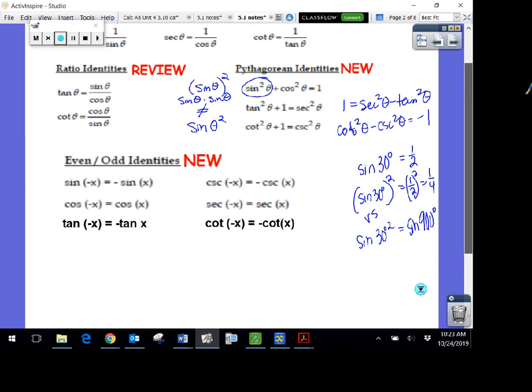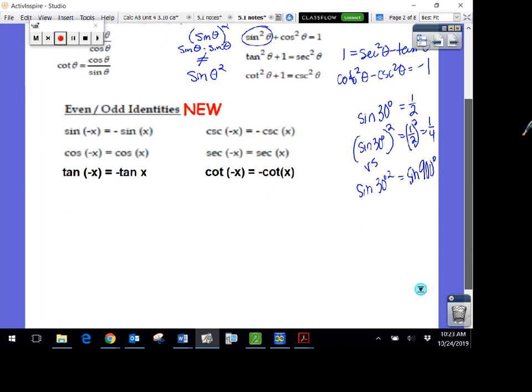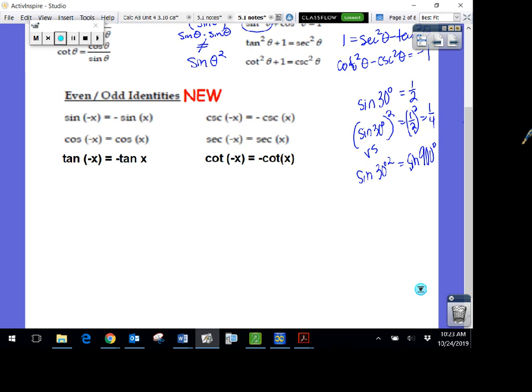All right, and then the other one that we're going to talk about today are the even and odd identities. These are new for you. And this side right here is the unsimplified. So we are never going to change a sine x to a sine of negative x. This side is always going to be your simplified version. So if it's already in this form, if you already have a sine x, it's never going to be an even or odd identity. If you have a negative in the angle, that's when you're going to simplify it before you do any kind of operation.